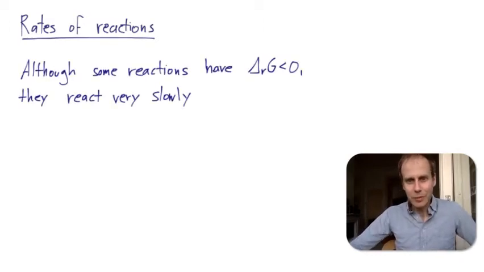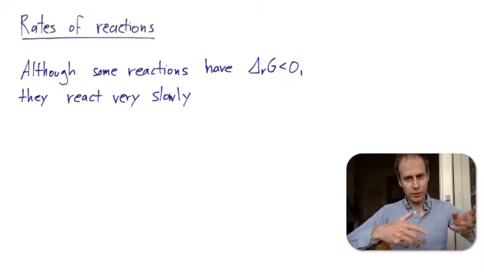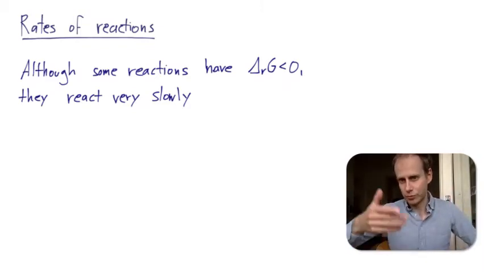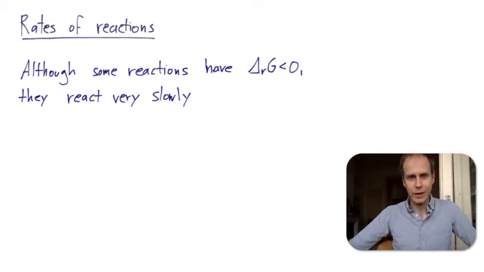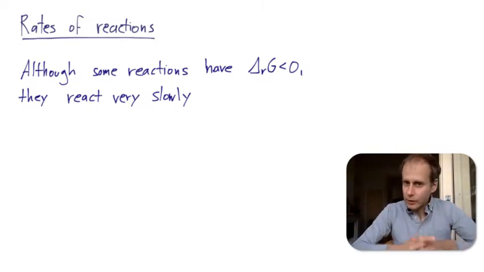So maybe you've noticed this. There are some reactions that have a very negative Gibbs free energy of reaction, so they should be spontaneous, or at least their composition in equilibrium should correspond to somewhere near the product. But what we see is they react very slowly. An example is sugar in air, glucose. Glucose reacts with oxygen, and it has a quite negative Gibbs free energy of reaction.